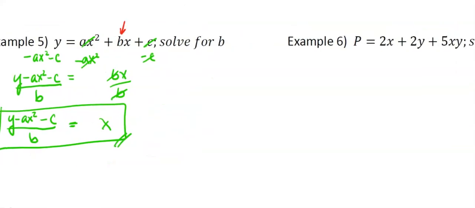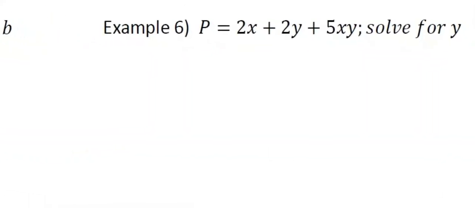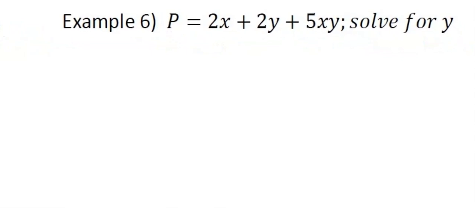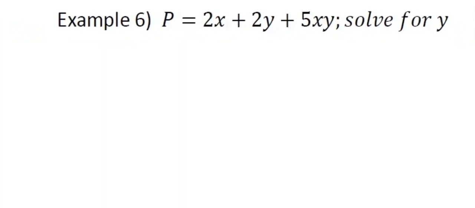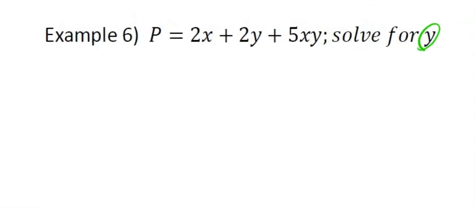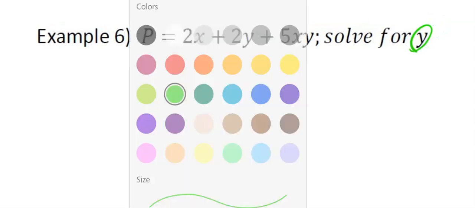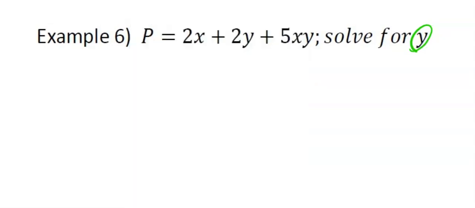All right, example 6. With example 6, we've got p is equal to 2x plus 2y plus 5xy, and we're going to solve for y. So this is very similar to one of the other problems that we've done. We've got y in this term, but we also have y in this term. And so we're going to keep those terms separate on the right hand side of the equal sign and remove first that 2x.